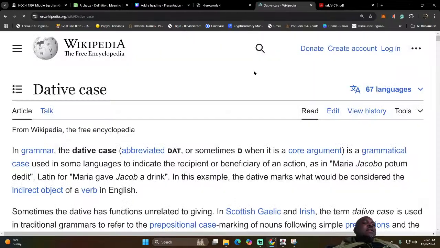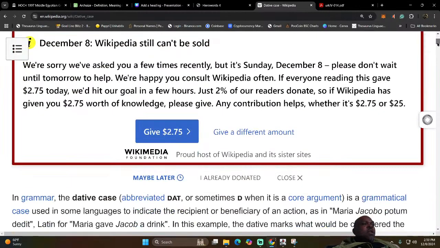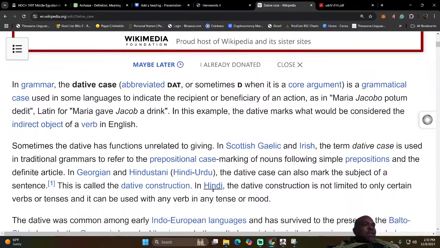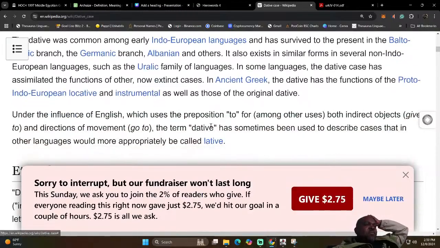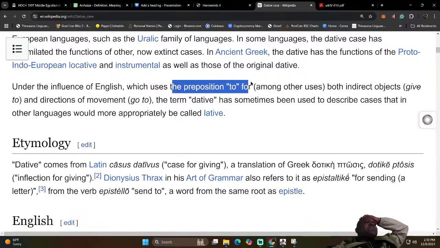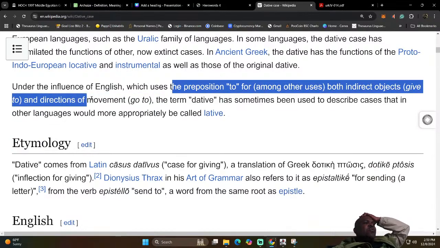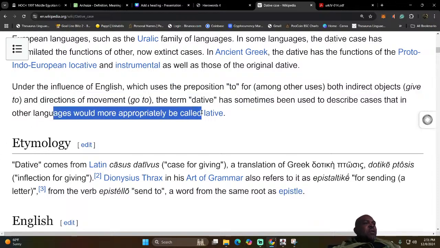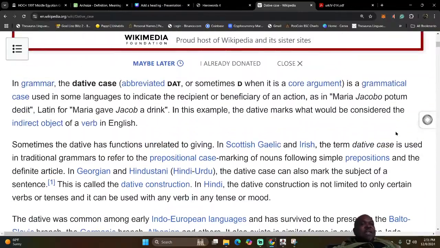So it comes from the Latin. Let's read this. When you see a dative, somebody is about to receive something. But it's not just hands. It can be anything in general. Right? So the dative comes from the Latin. What does the Latin mean? I want to see. It means for him or something like that. There it says, under the influence of English, the preposition to give to, and directions of movement go to. The term dative has sometimes been used to describe the case that in other languages would be more appropriately called the lative. But the dative is to give to somebody.